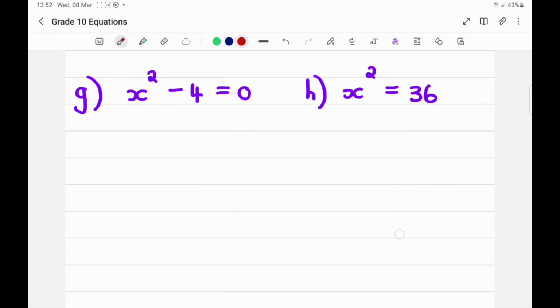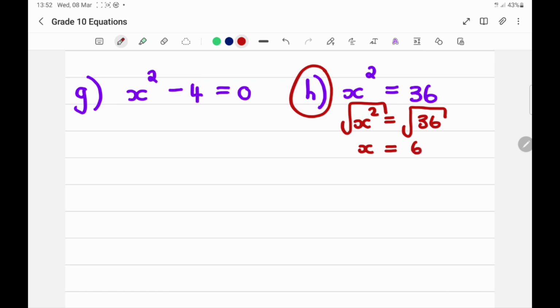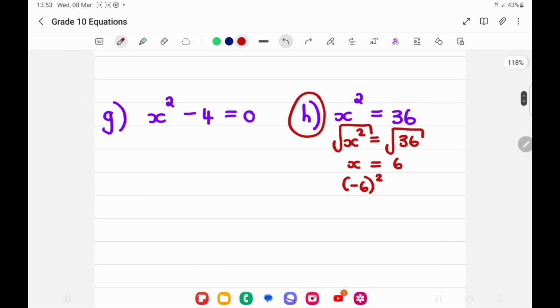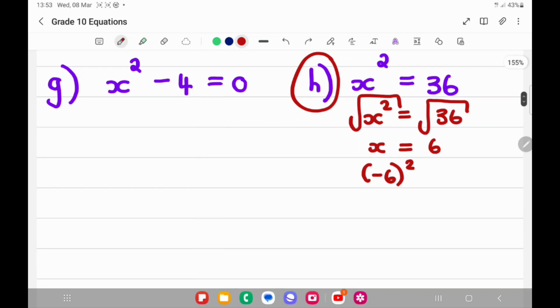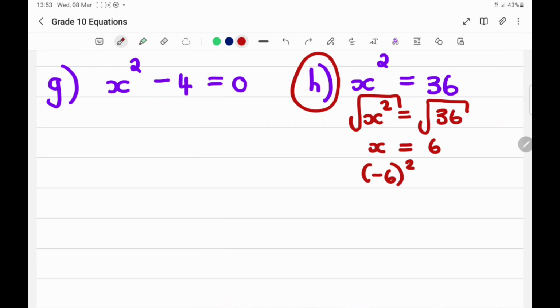Alright, let's quickly look at these ones. I'm going to start with number H, where you can easily see that x is equal to, if you square root each side, x is 6 over there. Okay, so x is 6, but what if I make x negative 6? Won't negative 6 squared, because if you have a value for x, you always replace it within a bracket, which means that negative is also raised to an even power, so it will become a positive, and 6 squared is 36.